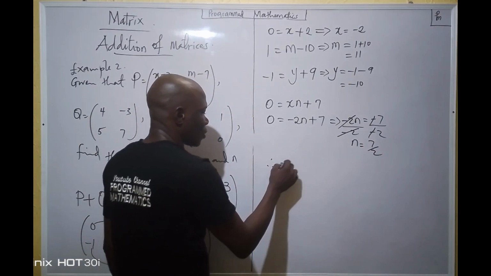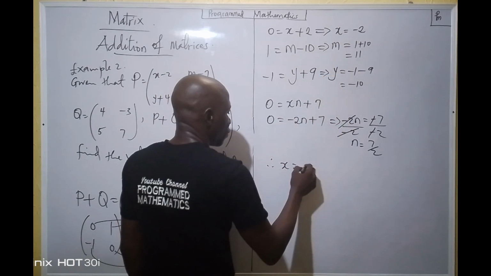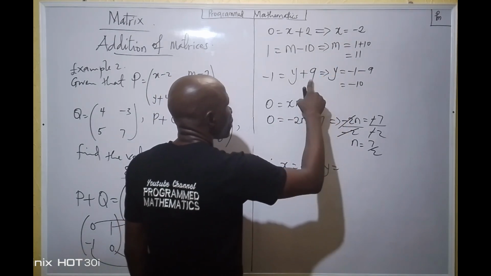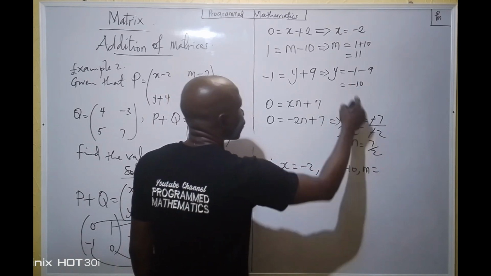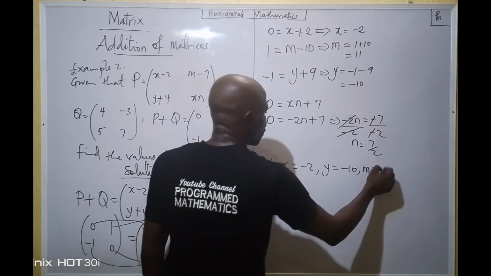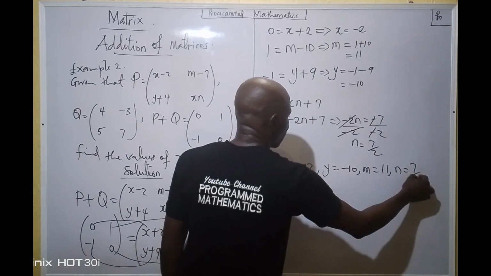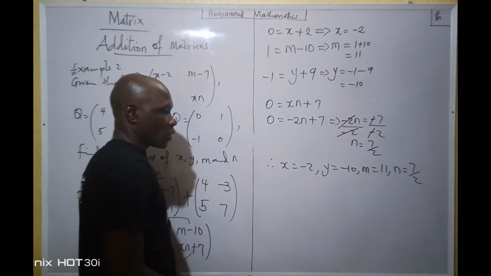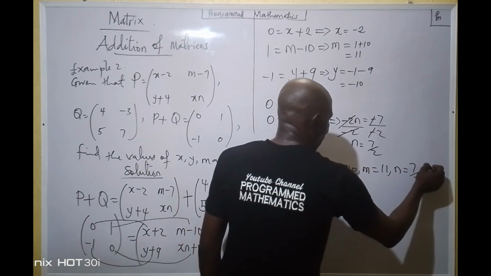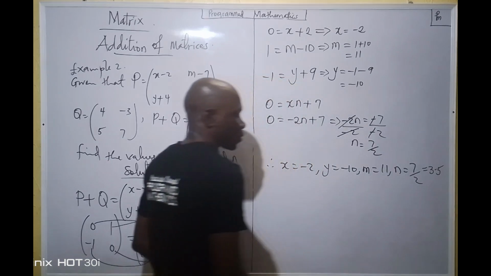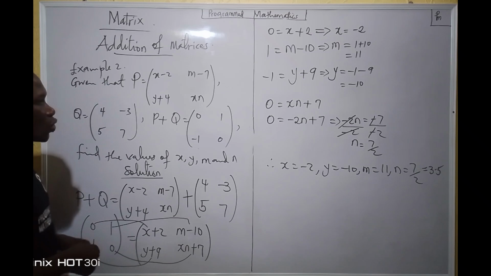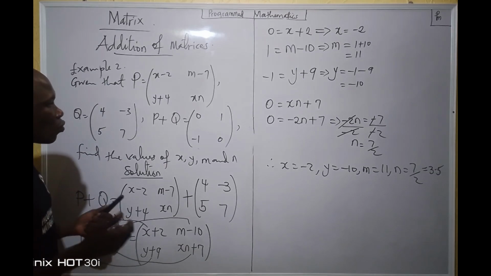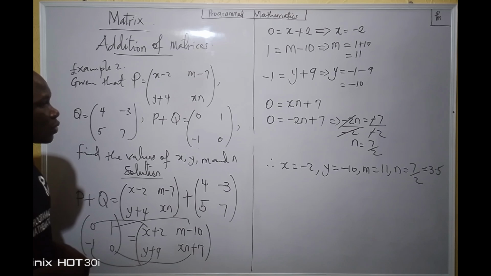So we can therefore conclude that x is equal to minus 2, y is equal to minus 10, m is equal to 11, and n is 7 over 2. Okay, the 7 over 2 can be written as 3.5. That's the decimal. So this is just one of the ways where addition of matrices can still be very much applicable.